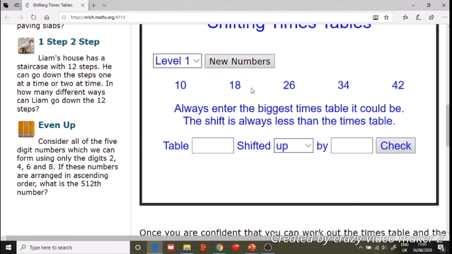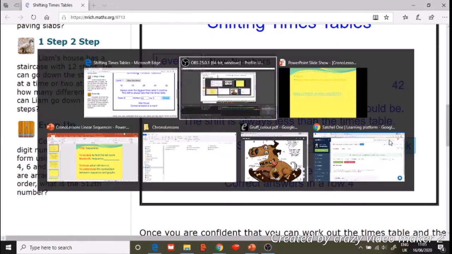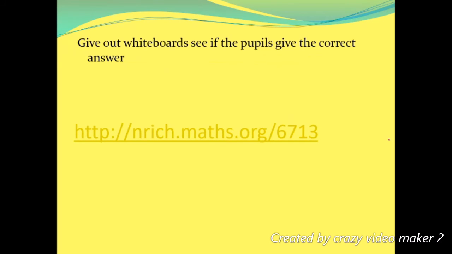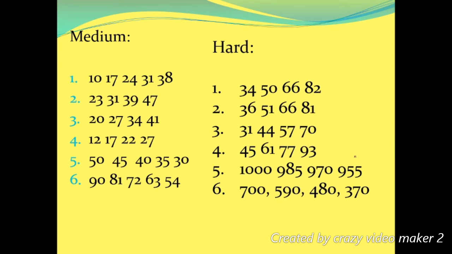So this one here, my times table is 8. So if I was going to write this down, I'd write it down as 8n plus 2. And that's how you do your nth term. Yeah, good. So work these out, work your way through your nth term. If you need practice, load up that Enrich website. But I'll do the first one just for you.